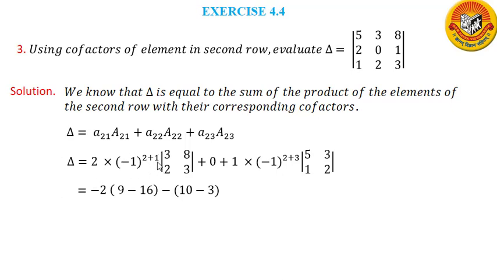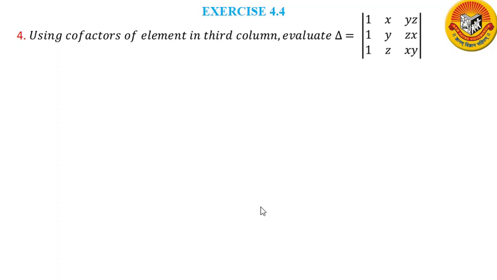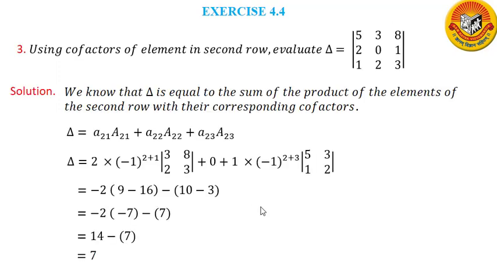So this is minus 2 into 3, 3 is a 9 minus 8 to the 16, 9 minus 16. Then here it is minus 1 power 3 plus 2, 5. So that is minus 1. So I write minus, and in this determinant it is 5 to the 10, 10 minus 3. Okay. So minus 2 into 9 minus 16 is minus 7, minus 10 minus 3 is 7. So this is 14 minus 7. 14 minus 7 is 7. Okay. So this is how you have calculated the determinant using cofactor.